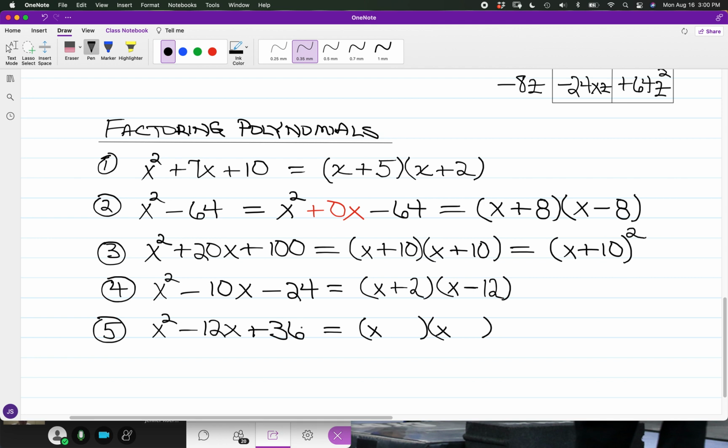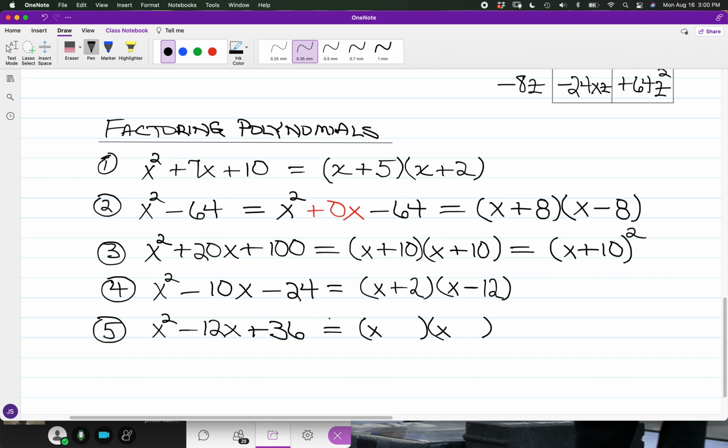Notice you have a positive 36 at the end and the middle coefficient is a negative. Okay, so the strategy is we're looking at two values that will multiply into 36 and at the same time will add up to negative 12. For two numbers to multiply out to a positive, either both of these individual numbers have to be positive or they both have to be negative.